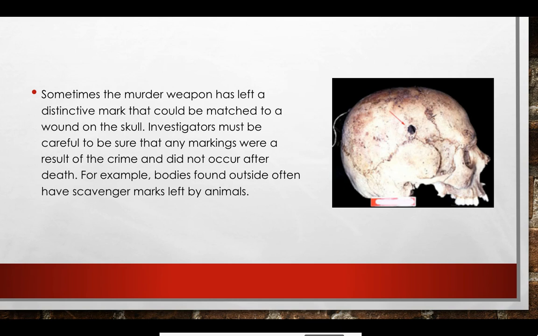So, for example, investigators must make sure that when they see different markings on a skeleton, that they know what happened at the crime scene. Things like a bullet wound seen in this image is very likely to have been the cause of death and happened during the crime. However, other markings such as scavenger marks left by animals are more likely to have occurred after the fact, after that person had passed away.